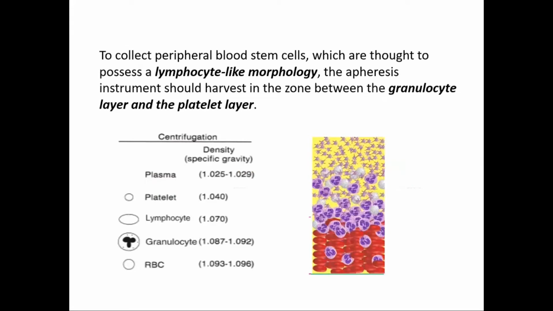The next thing is, once you set your target, we need to tell what layer we want to extract. Because we all know the blood elements have various specific gravity and they form layers as we centrifuge them in the apheresis equipment. We are all aware the plasma is the lightest one and the RBCs are the denser ones, and our mononuclear cells, that is our cells of interest, are thought to have a lymphocyte-like morphology, and they lie between the layer of granulocytes and the platelets. So stem cells are like lymphocytes. They reside between the granulocytes and the platelets. So we should put our efforts in trying to harvest between these two layers.